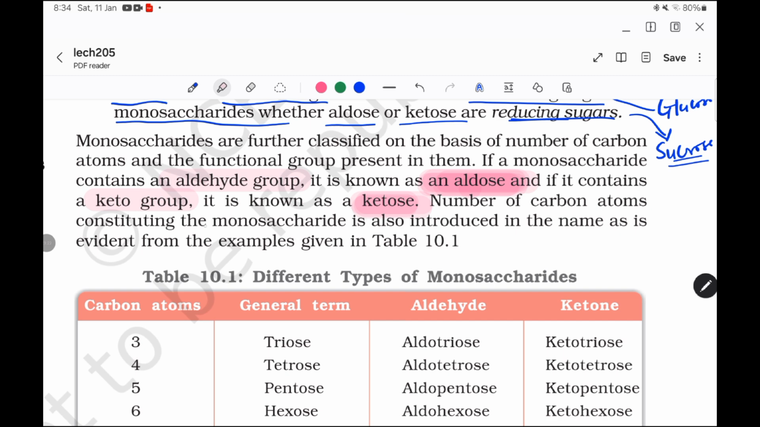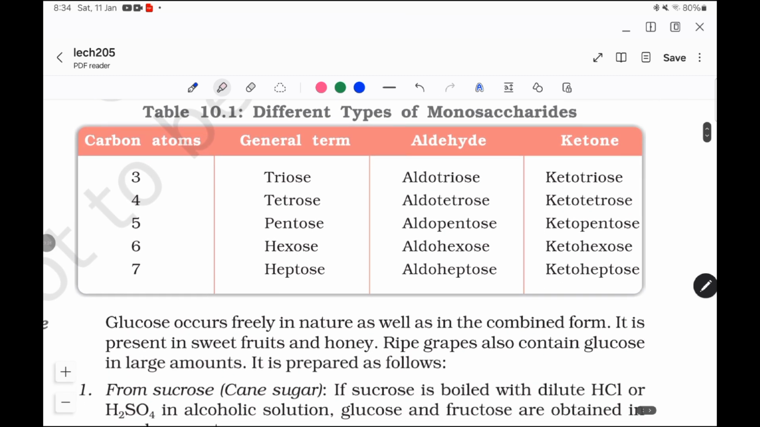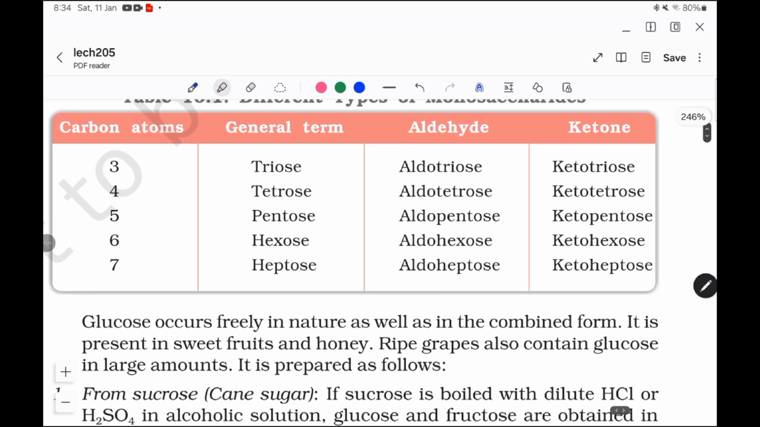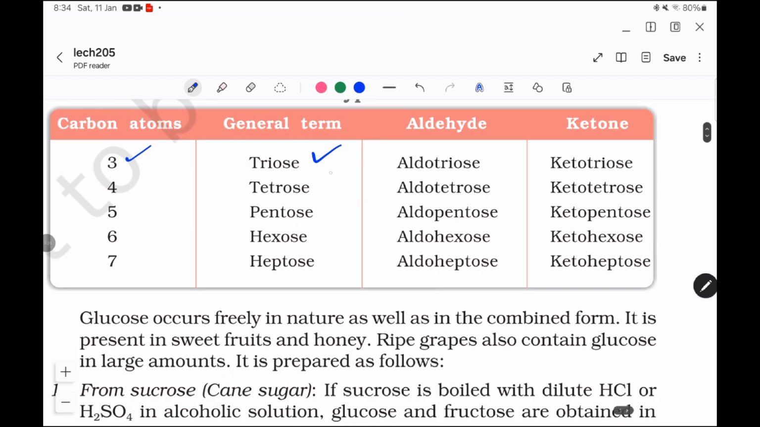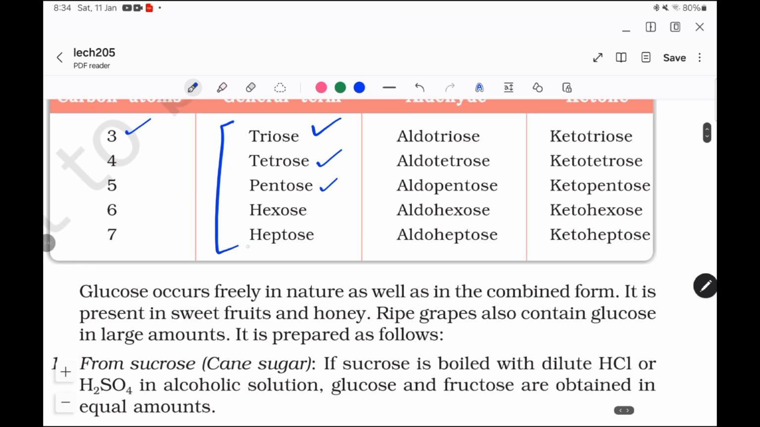The number of carbon atoms constituting the monosaccharide is also introduced. Now we have some examples. You can see there are good examples given here. Let's focus. If you have 3 carbon atoms, it's called triose, right? Tetrose, pentose. In the MCQs, you can have questions like this: what is the feature of a heptose? The feature of a heptose is that it contains 7 carbon atoms. It's a sugar.